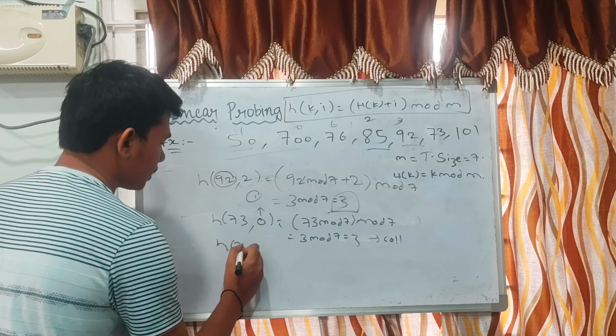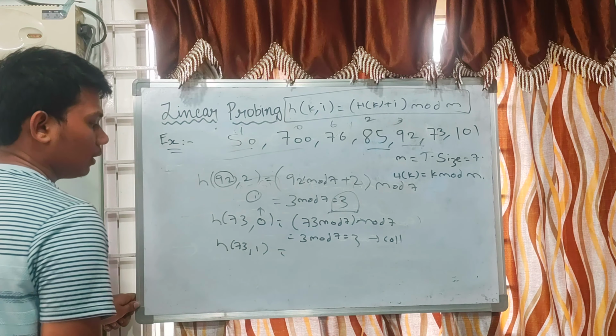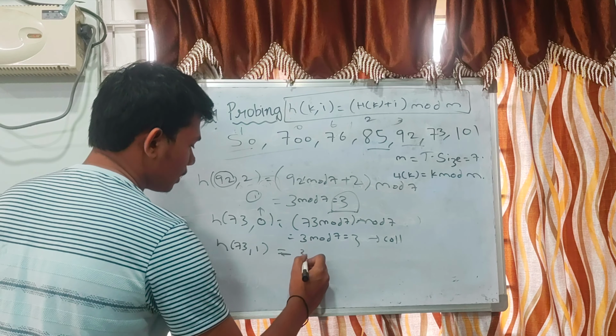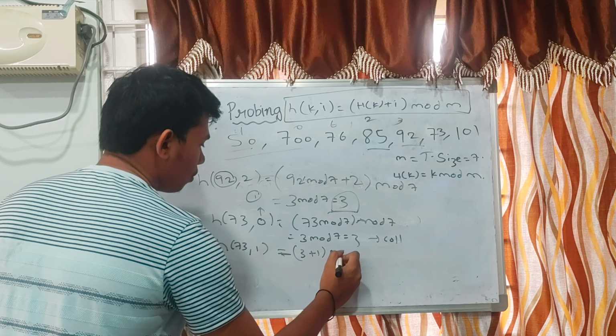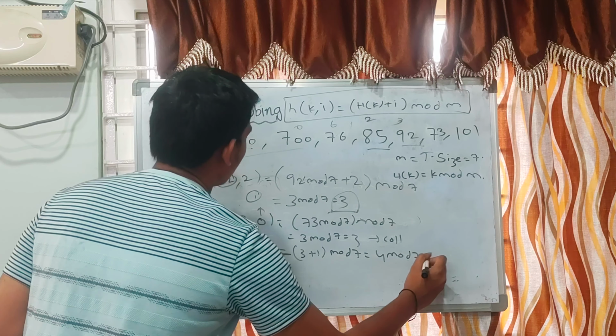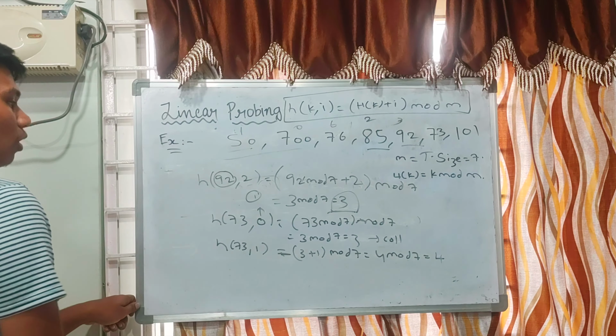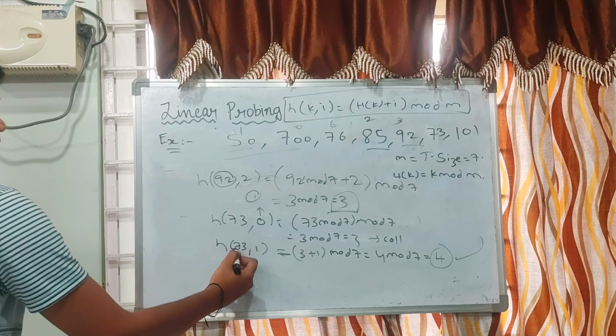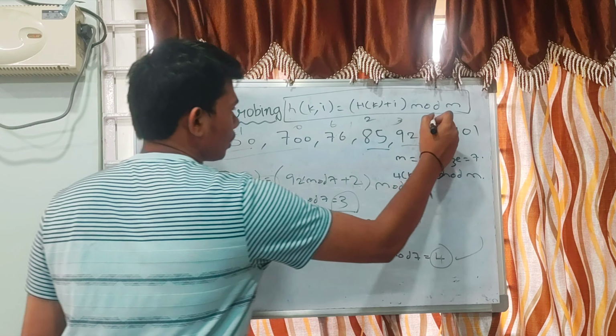So we have to consider (73, 1). Then this generates (73 mod 7 + 1) mod 7, that is (3 + 1) mod 7. It is 4 mod 7, which is 4. So the fourth position is not occupied, and we can keep the element 73 at the fourth location.